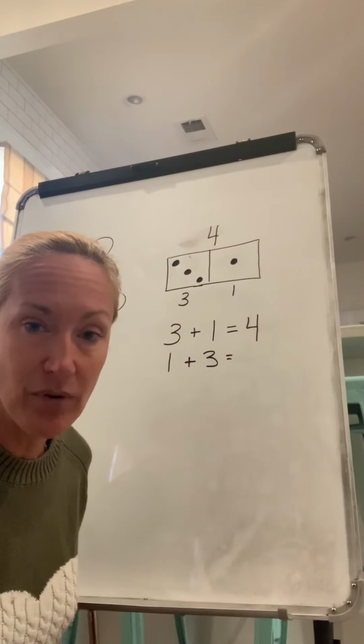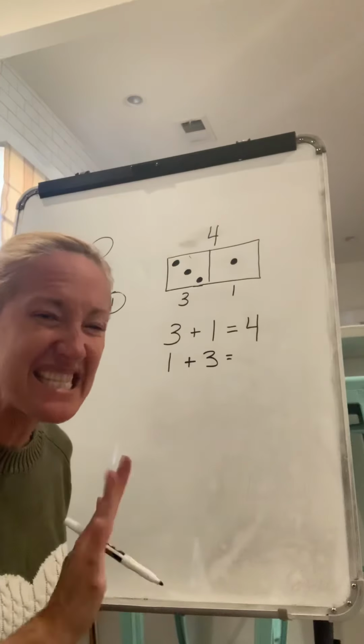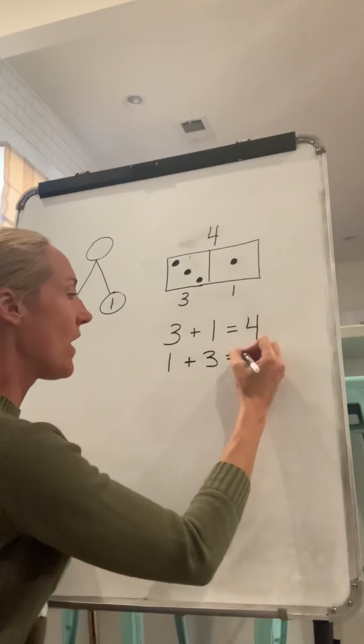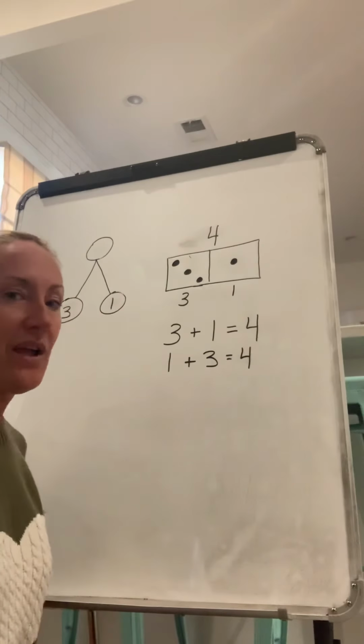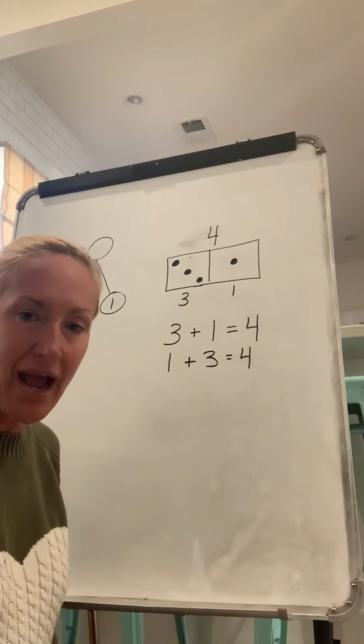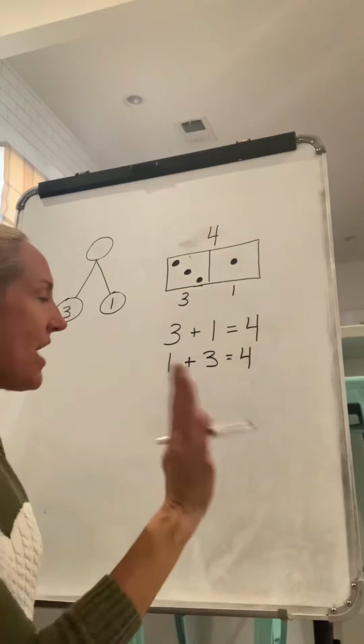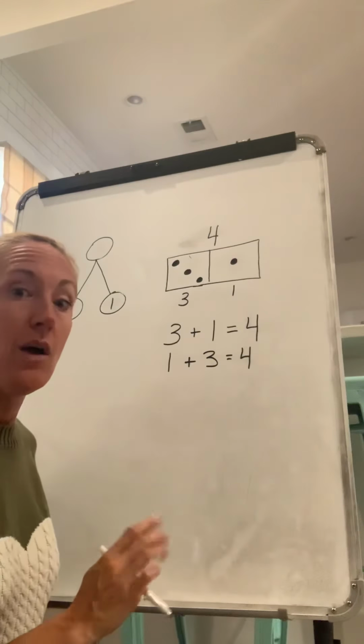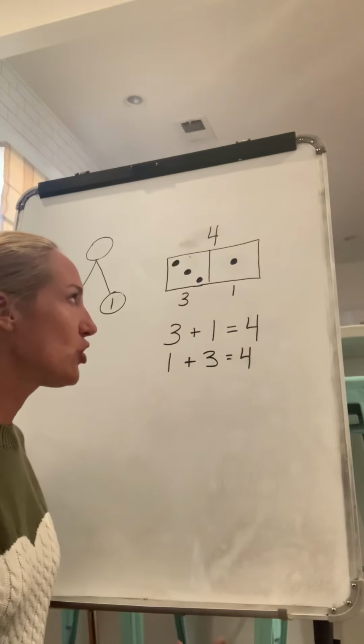It's the same number of dots. We just flipped it. It's the same dots. So what does it equal? 4. Now, if you're ready, try to do the subtraction. If you're not ready, stick with the addition. You're doing great. Work on your turnaround facts. But if you're ready for a challenge, let's try the subtraction.